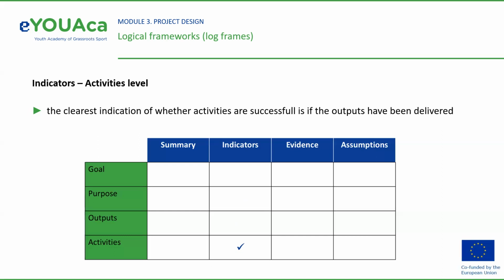Activities indicators. The indicators at activity level usually include a summary of the inputs or budget. The clearest indication of whether activities have happened successfully is if the outputs have been delivered. However, for complex outputs, it can be useful to include activity level indicators that show progress towards completing the output.